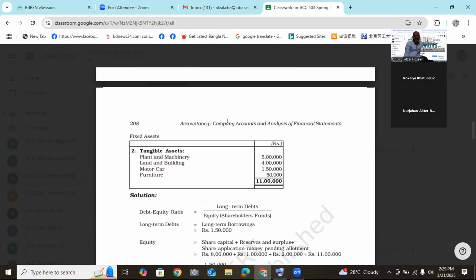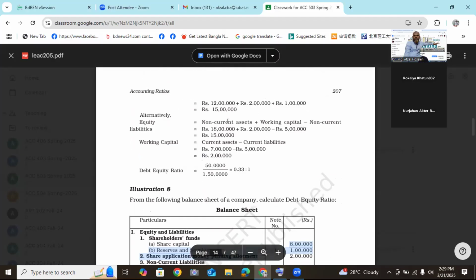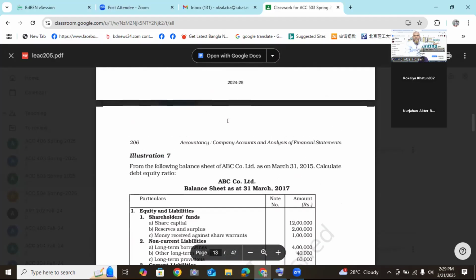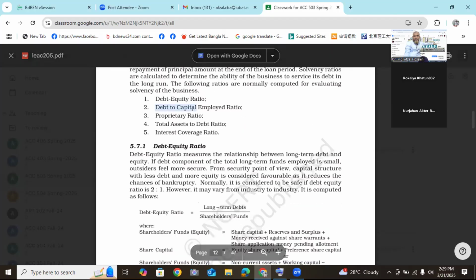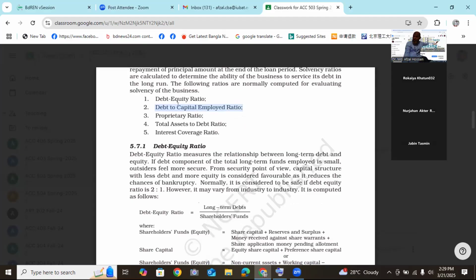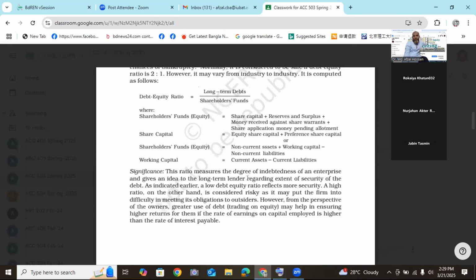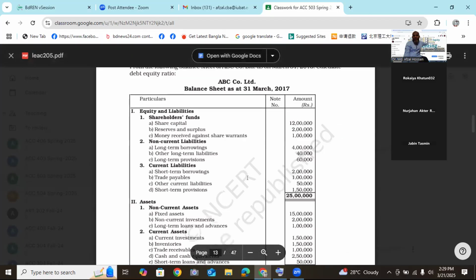Now, the second component of solvency ratio is the debt to capital employed ratio. The first one is the debt to equity ratio, the second one is the debt to capital employed ratio. Okay, what is the formula for the debt to capital employed ratio?